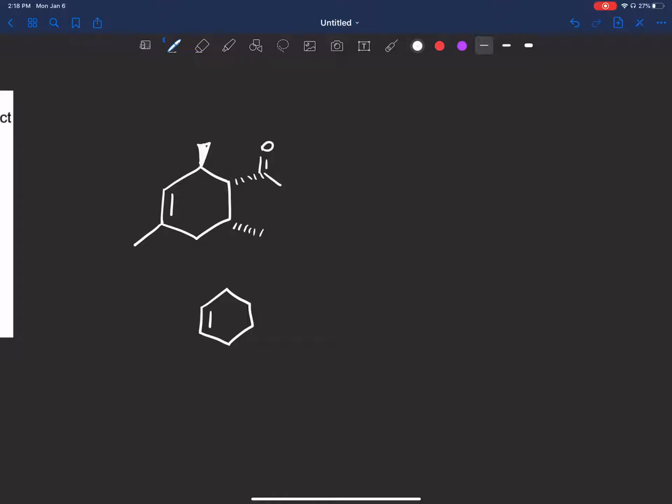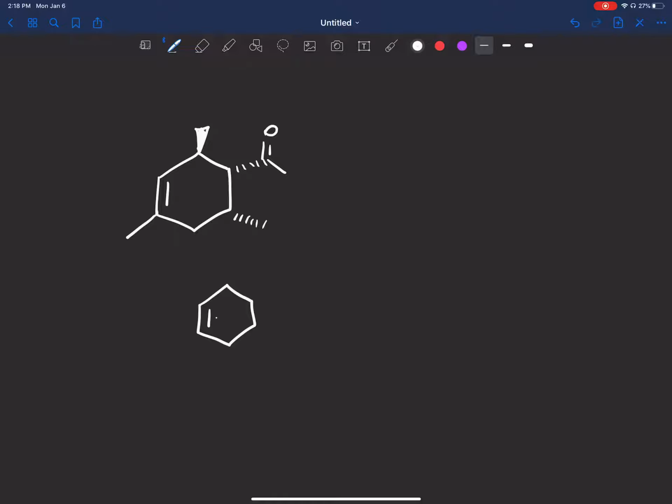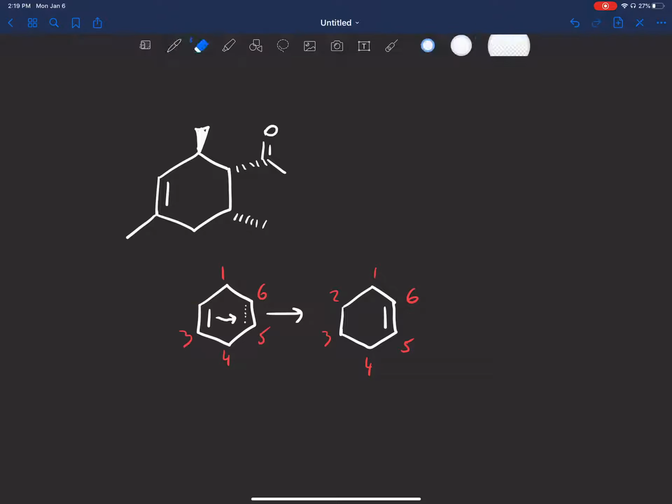So here's our product of a Diels Alder, generic product. The first step is shift the double bond across. That's step 1. Let me number this 1, 2, 3, 4, 5, 6. And let me even draw in a methyl group or something over here, just so we can keep track. So that's step 1. Shift the double bond across.